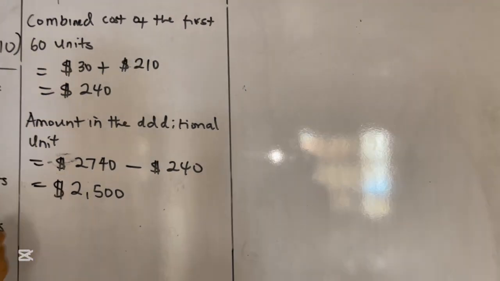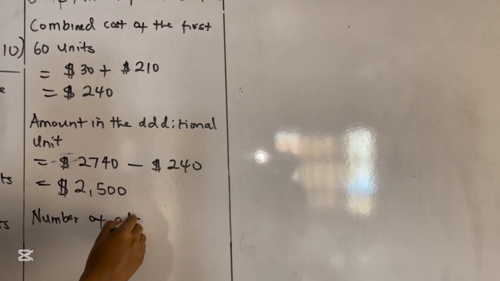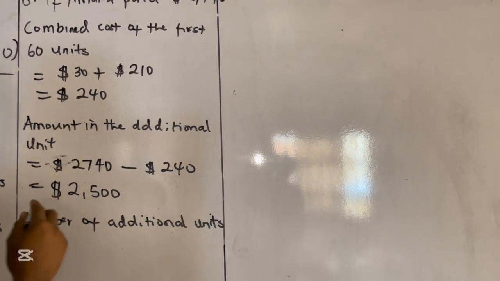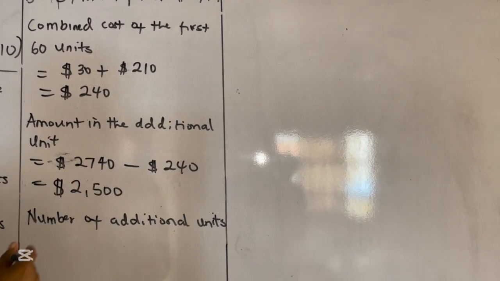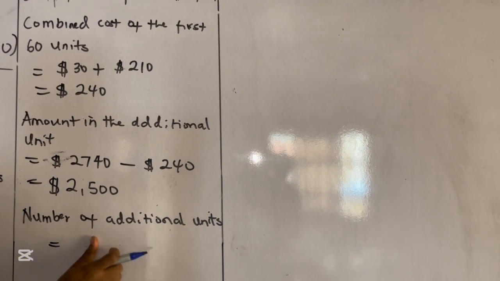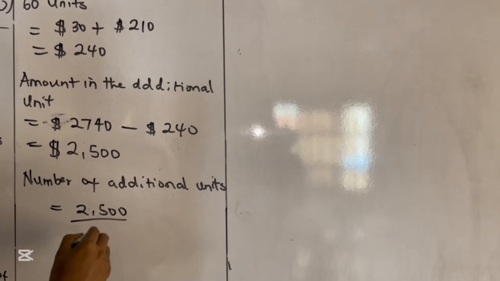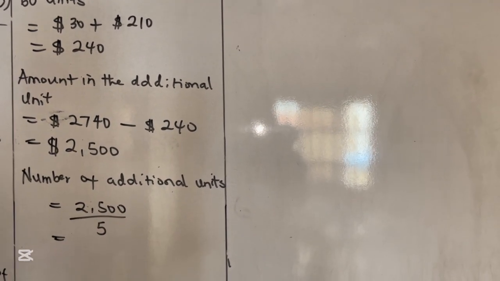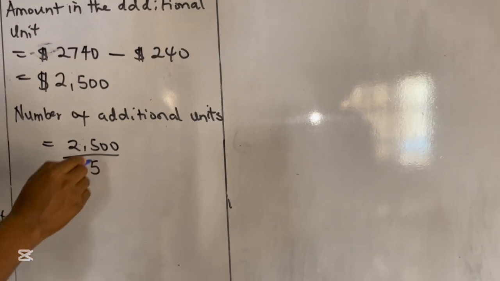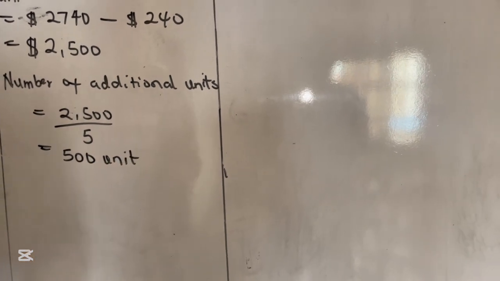$2,500. So the number of additional units will give us the amount in additional units, which is 2,500 divided by 5. So this will give us 5 goes into 25, that is 5, 0, 0. So that will give us 500 units.